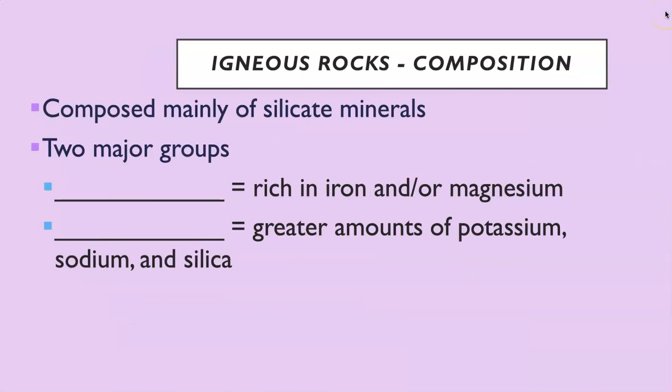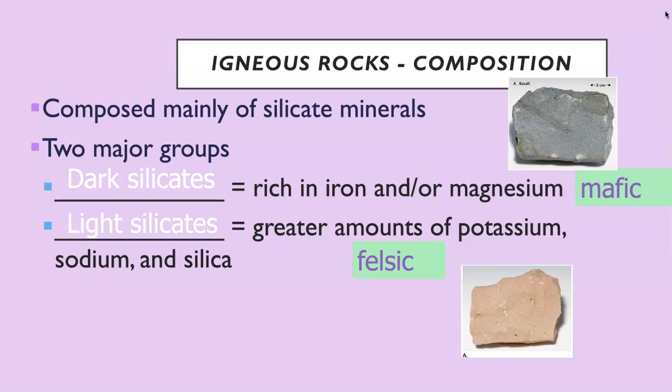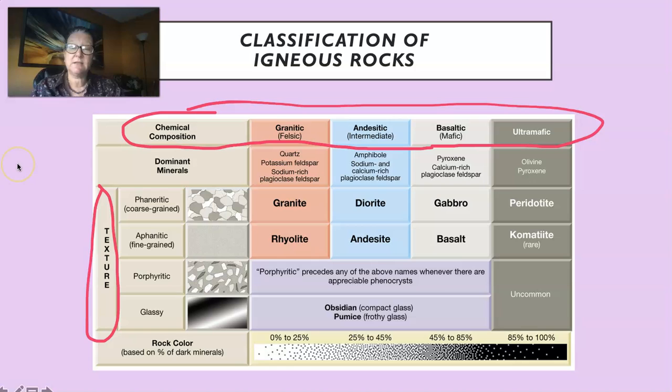The other way igneous rocks are classified is on the basis of composition. The two major groups of composition that we've learned about are the dark rocks that are composed of dark silicate minerals, and these we know as mafic, or the light rocks that are composed of light silicate minerals, and these are known as felsic. So the key to understanding how to classify a rock is to be able to figure out its composition and its texture. So here's an igneous rock chart that shows you composition across the top and texture along the side.